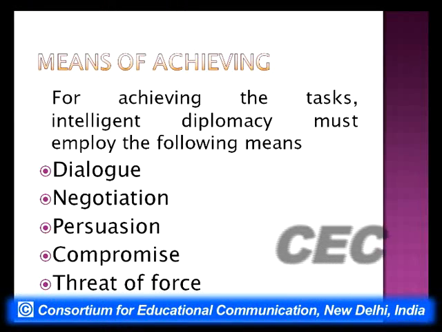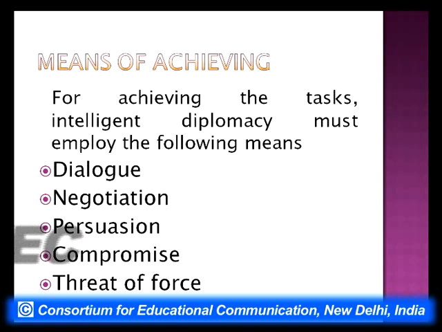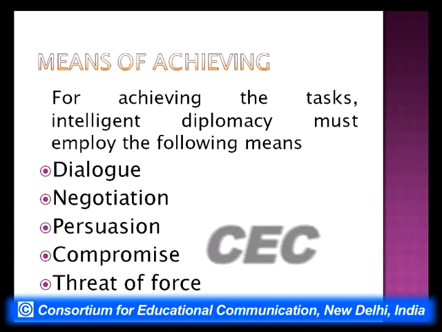As I told you, it is all about ends and means. Ends are the policy objectives, means are the methods employed to realize those policy objectives. For achieving the task, intelligent diplomacy must employ the following means. The first is dialogue. We must talk, we must present our points of view, we must hear the point of view of the other party. This is dialogue. So, preliminary to any diplomatic procedure or any decision being taken, it is very important that a dialogue must ensue between the countries.